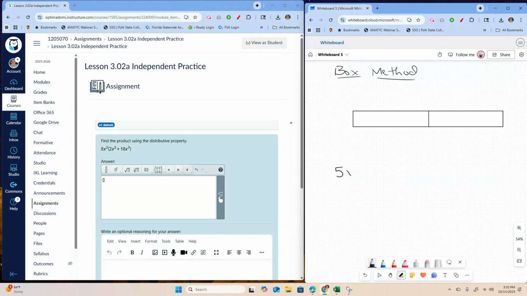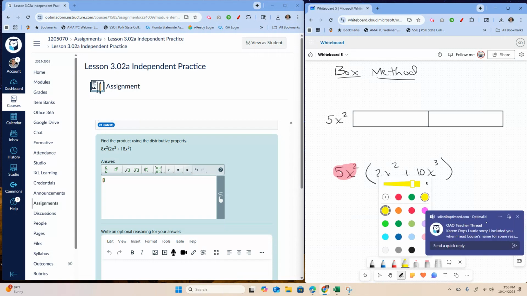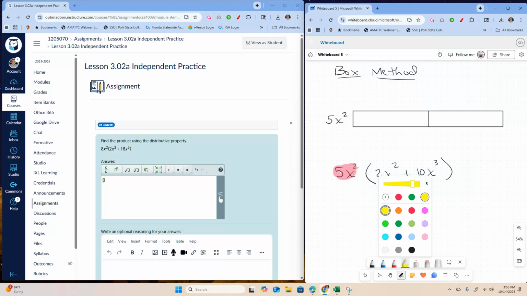So I'm going to say 5x squared times 2x squared plus 10x to the third power. Okay, so what we have out here is called a monomial. That's what we write here on the side of the box method. What I'm going to highlight in yellow is the 2x squared, which I'm going to put on the top of the first box. And the plus 10x to the third power, so this is what I'm going to write in the second box.